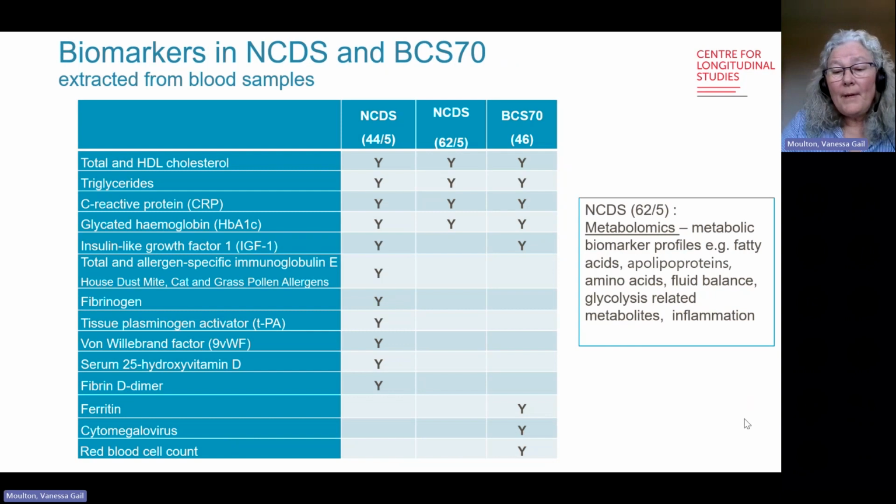So during the biomedical sweep at age 44 and 45 and 62 to 5, the most recent in the soon-to-be released data in the NCDS, and the age 46 in the BCS 70, blood samples were collected by nurses and biochemical analysis was conducted. And both studies have extracted total and HDL cholesterol, triglycerides, C-reactive protein, glycosylated hemoglobin, and insulin-like growth factors to identify fats, proteins related to inflammation, sugar, and hormones in the blood.